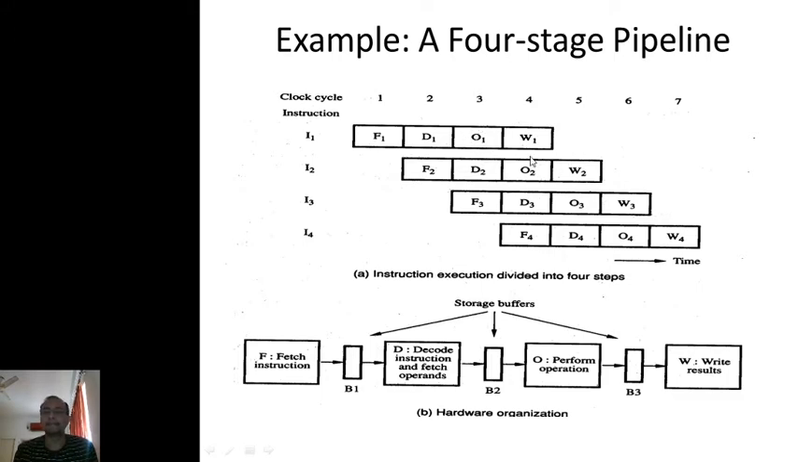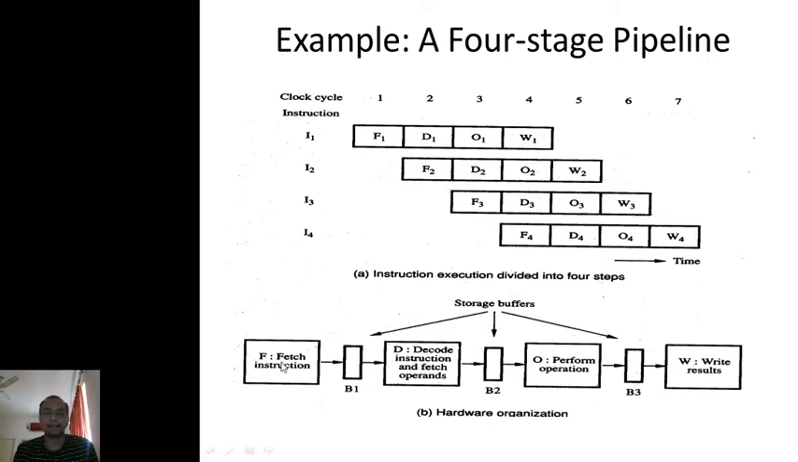The fourth stage is W1, meaning write the results. After getting the result of addition, subtraction or multiplication, the results are to be written into a particular register or a particular memory location. This memory location may be a data memory location. So the fourth stage is W, which corresponds to write results.